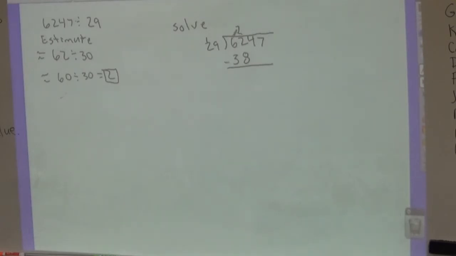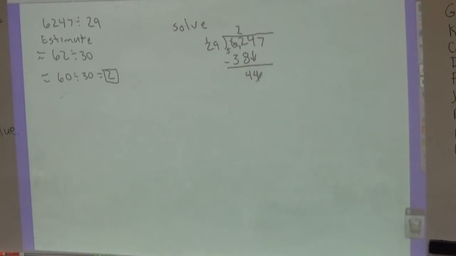Now for the subtract, we have to borrow from the 6 because you cannot get 8 out of 2. You cannot subtract 8 from 2. So that becomes a 5. That'll give us 1 here. 12 minus 8 equals 4. Now we bring the 4 down.